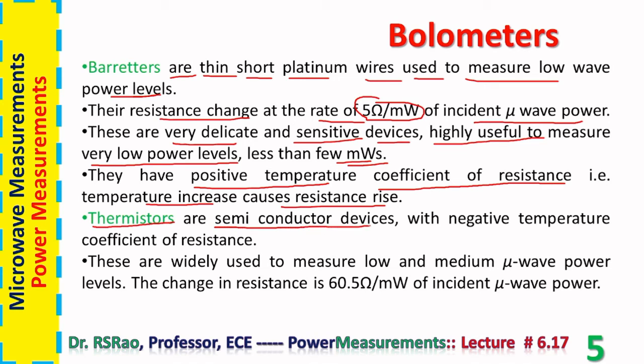These are semiconductor devices with negative temperature quotient of resistance. These are widely used to measure low and medium microwave power levels. The change in resistance is 60.5 ohms per milliwatt of incident microwave power.